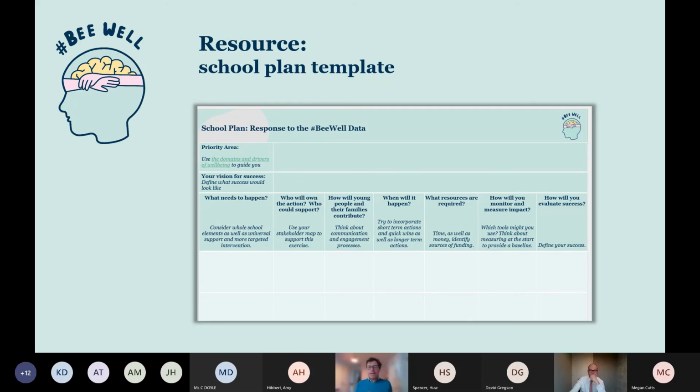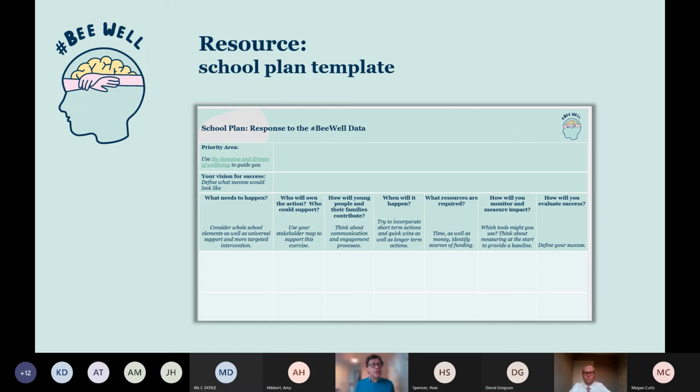We put some guidance underneath which relates specifically to mental health and well-being. So thinking about what needs to happen, and going back to looking at your current provision, what needs to happen at whole school level, your whole school approach response, but also looking at targeted intervention and universal support. So thinking at the different levels what needs to happen that will contribute to change in the priority area. Thinking who'll own the action and who could support it. So your stakeholder map, the bullseye that we looked at previously, could be really helpful in terms of that.